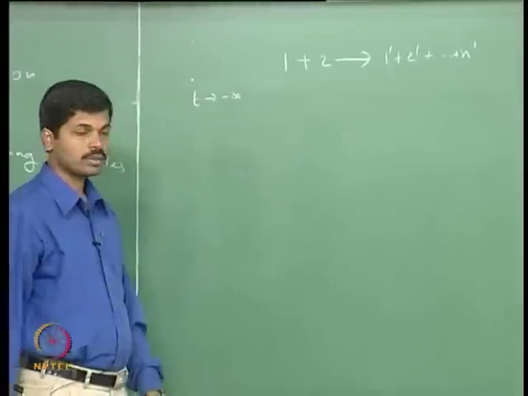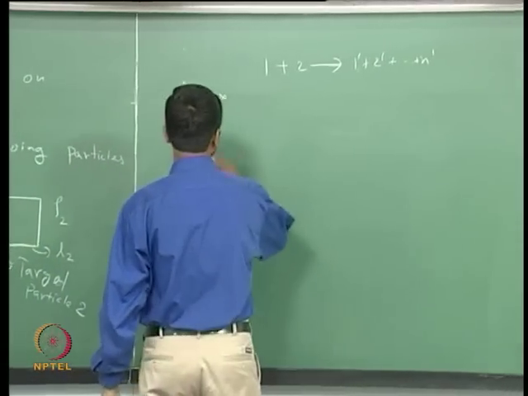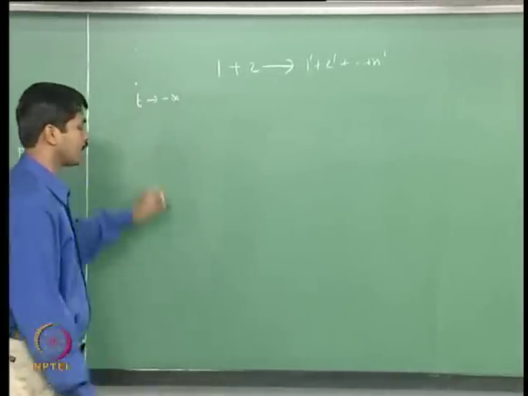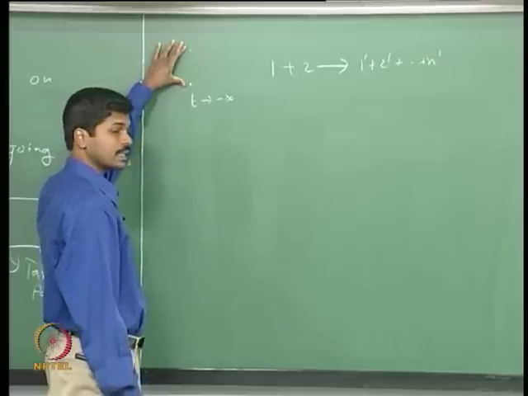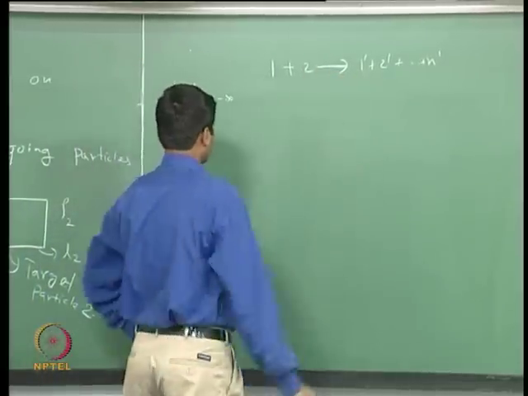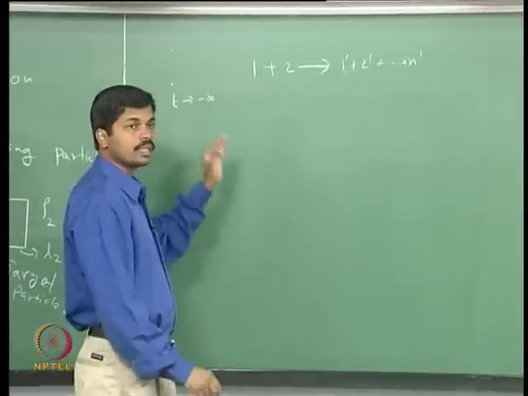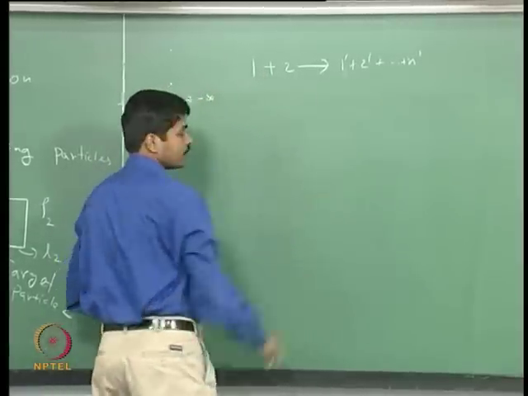This is the process that we are going to study, and what you want to do is construct a wave packet, let us say for particle 1 as well as particle 2, or a wave packet for the two particle system, and let it evolve, interact, and then ask what is the probability amplitude for this system to go to some final state.